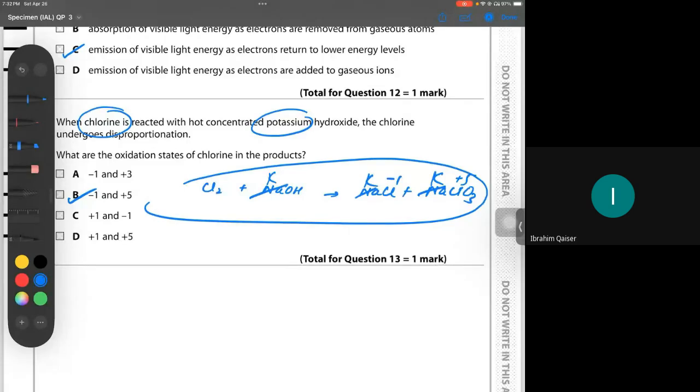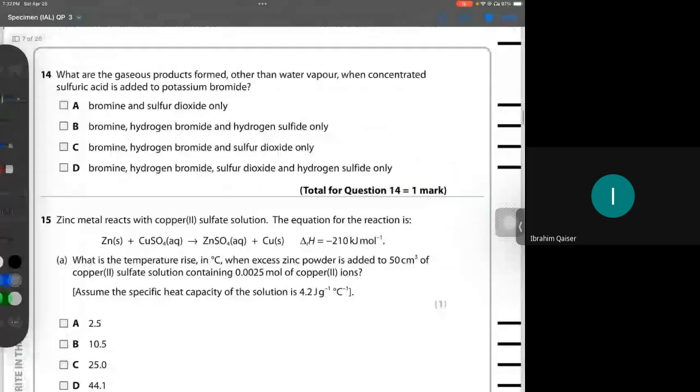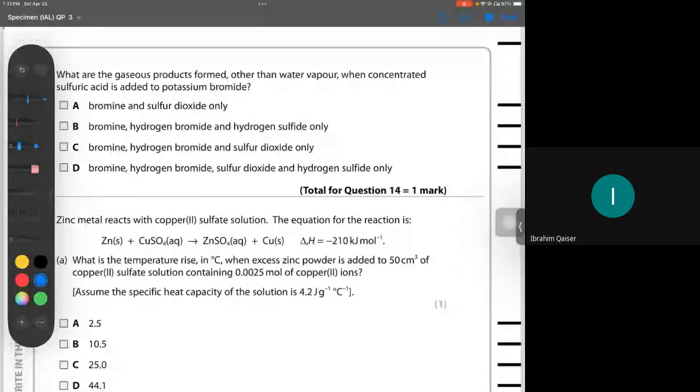What are the gaseous products formed, rather than the water vapor, when concentrated sulfuric acid is added to potassium bromide? Bromine and sulfur dioxide only. When concentrated sulfuric acid is added to KBr, then you must know the product.